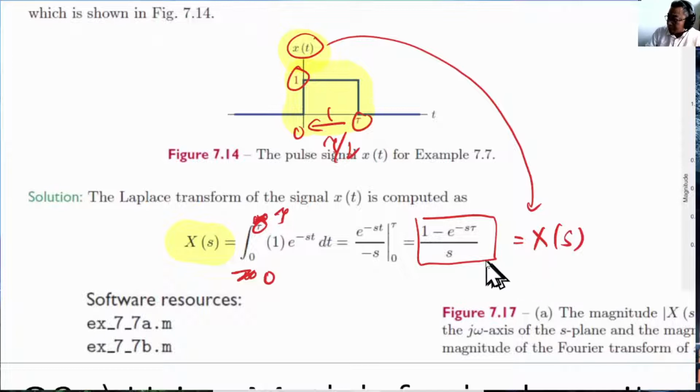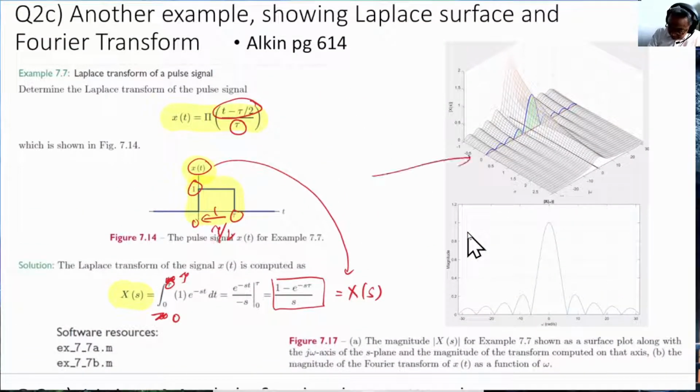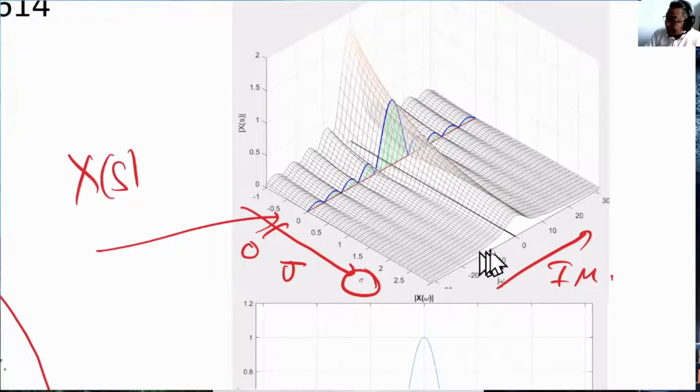Now we want to plot this figure. What does this figure look like? Remember, as I've said, you just put different values of s here as well as here, and this is the surface. This is the surface of x of s. So again, where's the real? This is the real sigma, this is 0, and this is the imaginary. This is the surface of x of s, and it is plotting the absolute value, so the magnitude.